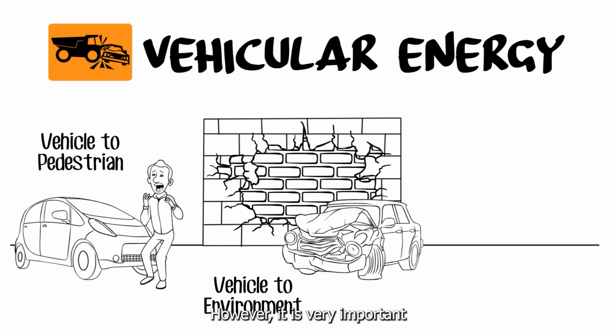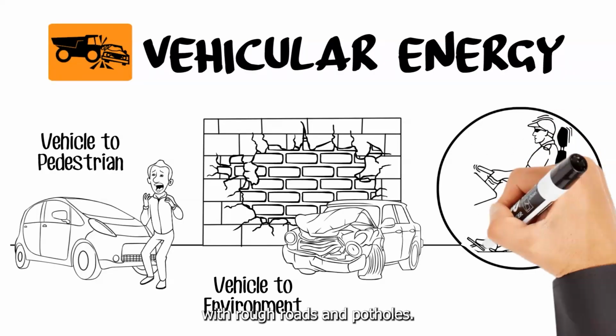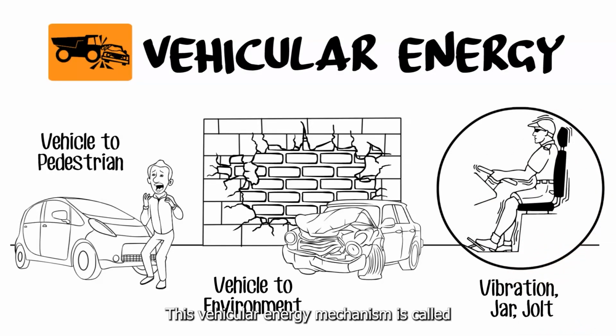However, it is very important that we do not forget the vehicular energy mechanism discussed earlier, which is often associated with rough roads and potholes. This vehicular energy mechanism is called ride vibration or jolt or jar.